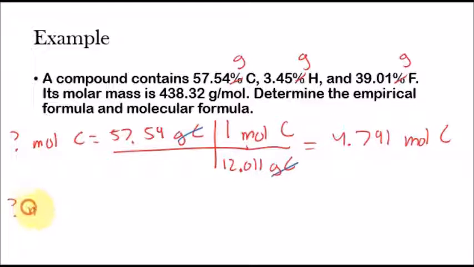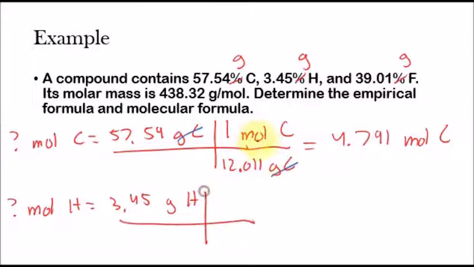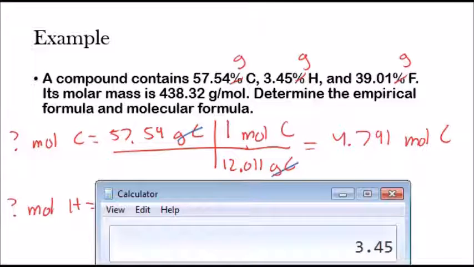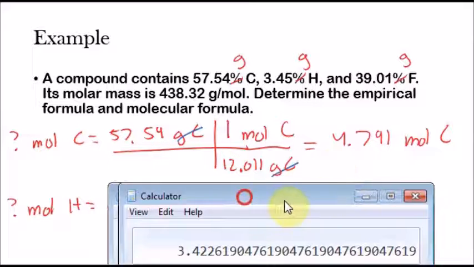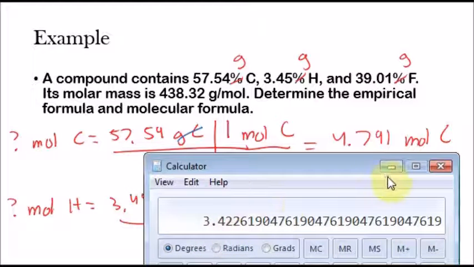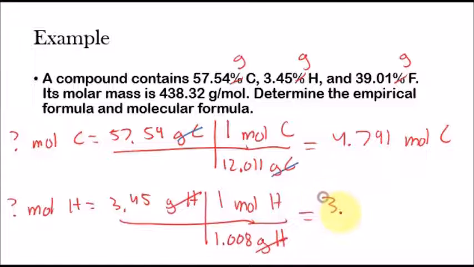So moles of hydrogen is what we're looking for when we're given 3.45 grams of hydrogen. Okay, from the periodic table you will find out that 1 mole of hydrogen has a mass of 1.008 grams. Grams of hydrogen cancels out with grams of hydrogen. We're left with moles of hydrogen, so let's go ahead and do the math. 3.45 times 1 is 3.45 divided by 1.008. And we will get 3.42, our answer needs to be rounded to 3 significant digits, right? So our answer will just be 3.42 moles of hydrogen.